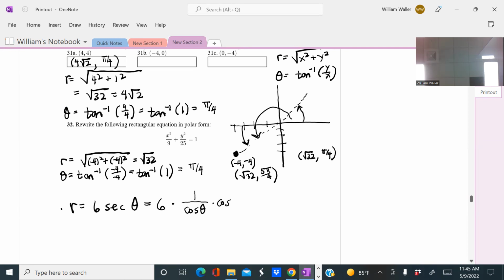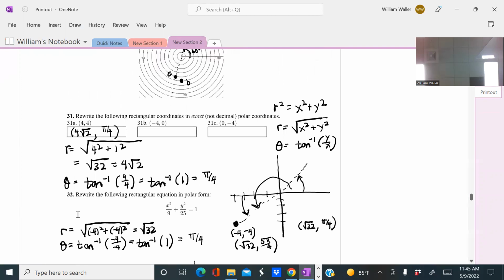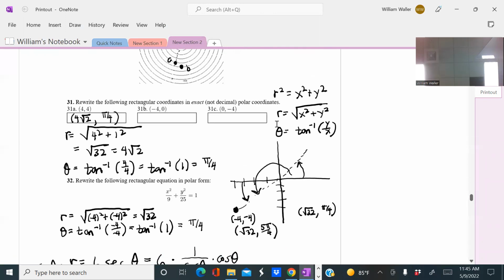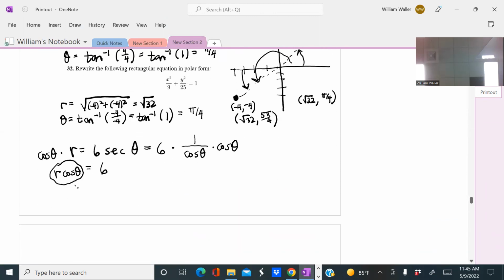Multiply both sides by that. So multiply both sides by cosine of theta. On the left-hand side, you get r cosine theta. And on the right-hand side, you just get 6. But this is where we get lucky. What is r cosine of theta in rectangular coordinates? That's x. So now, instead of writing r cosine theta, you can write x.